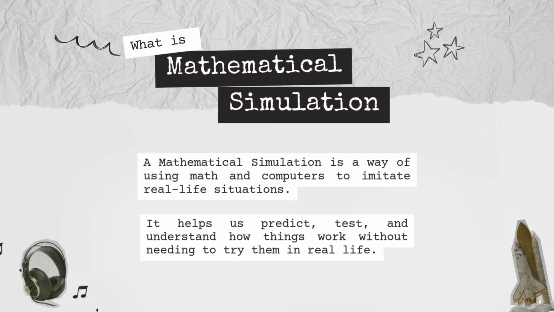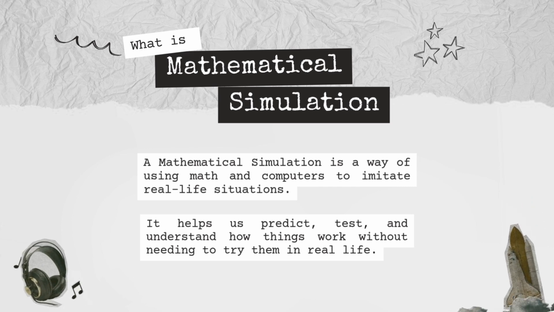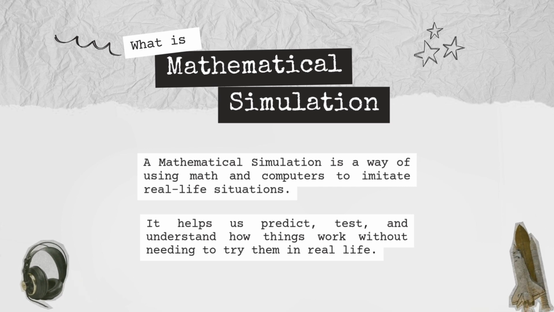What is mathematical simulation? A mathematical simulation is a way of using math and computers to imitate real-life situations. It helps us understand and predict how things work without having to test them in the real world. Why is it important? Imagine if we had to test every new medicine by giving it directly to people without knowing the risks. That would be dangerous. Instead, scientists use mathematical simulations to test how a drug might react in the human body before real testing begins.